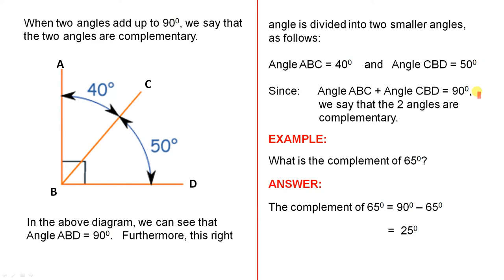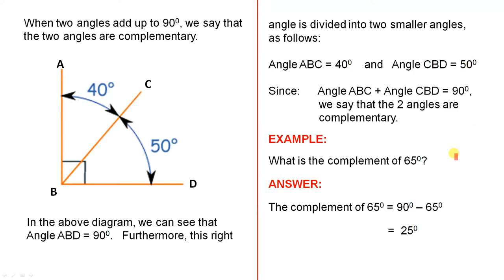Since angle ABC plus angle CBD equals 90 degrees, we say that the two angles are complementary. So basically 40 plus 50 equals 90, so those two angles are complementary.